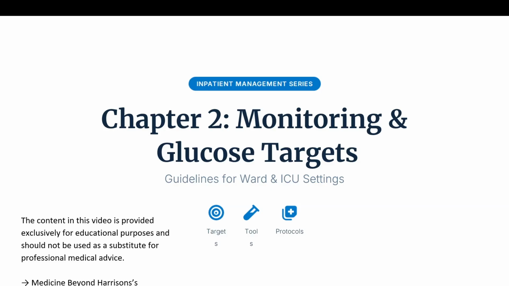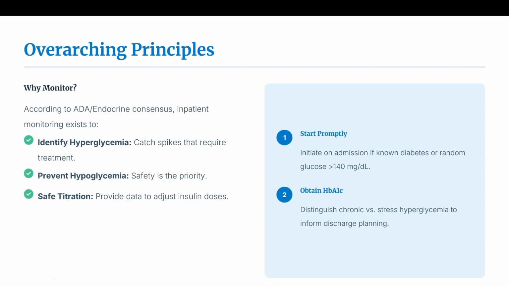Chapter 2, in this we discuss the monitoring and glucose targets. You have previously seen Chapter 1 on the introduction to hyperglycemia management in the wards. From this video, we'll see what criteria to use to initiate insulin therapy and how to manage hyperglycemia in the wards in a brief, short, bite-sized video.